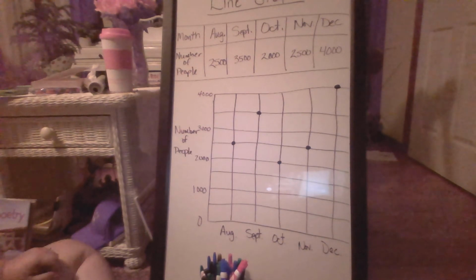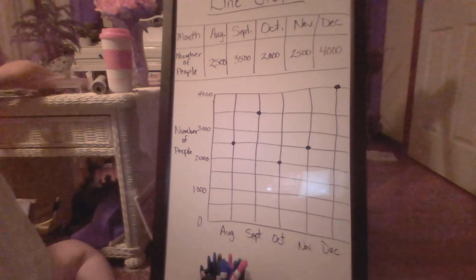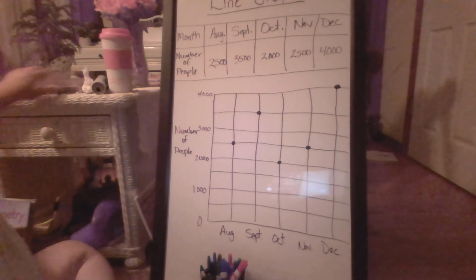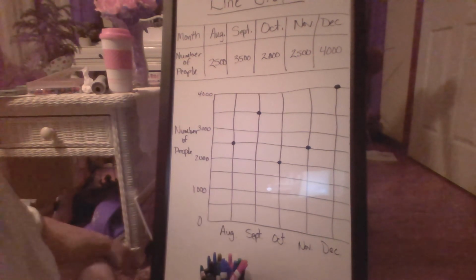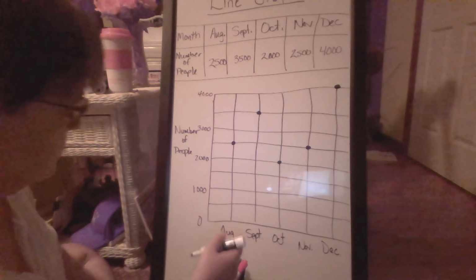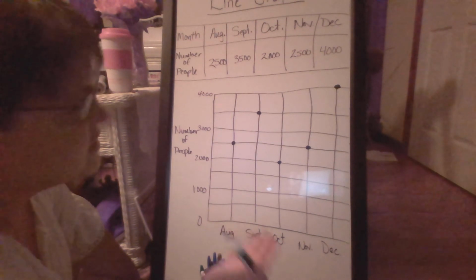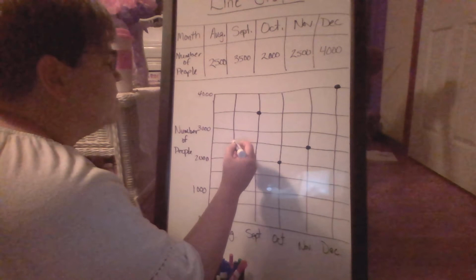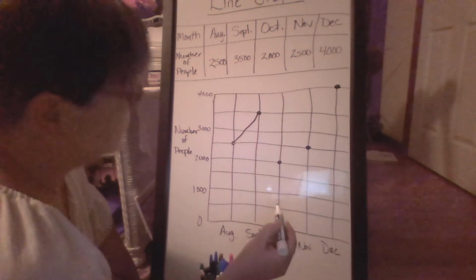And in order to connect the dots, of course, you would need a ruler. Well, Miss Robinson doesn't know where her ruler is. I think she lost it. So I'm going to do my best, but you need a ruler if you're doing this in math because it needs to be precise. But when you're drawing it on a board instead of graph paper, it's difficult. So we're going to go from August to September. I'm going to draw a straight line. Mine doesn't look that straight.